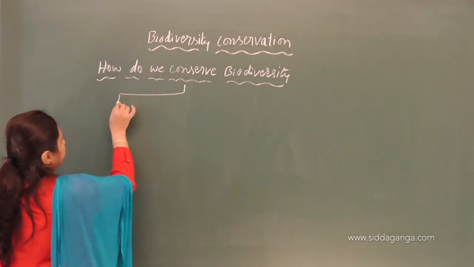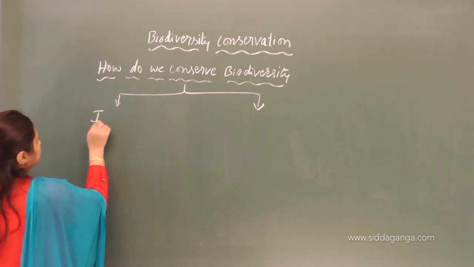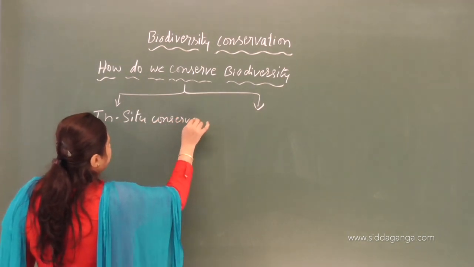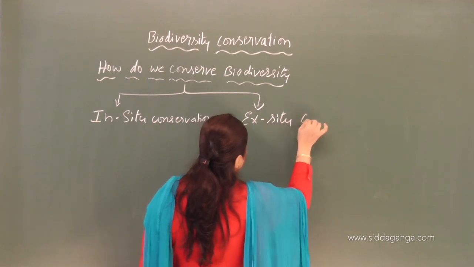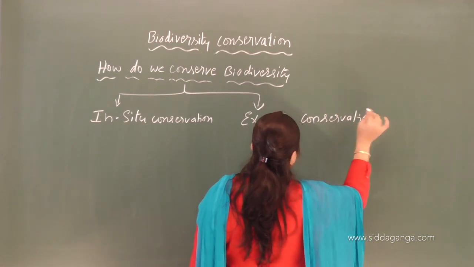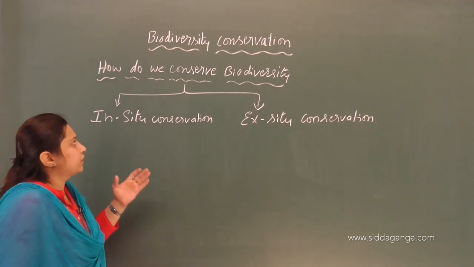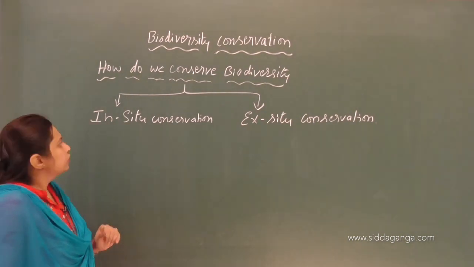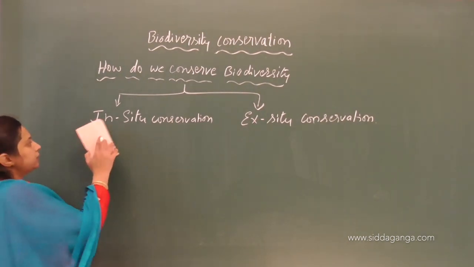There are two major strategies of biodiversity conservation. One is in situ conservation, and another one is ex situ conservation. In situ and ex situ conservation. These are the two main basic strategies of biodiversity conservation. So what is meant by in situ conservation? We will talk in detail.